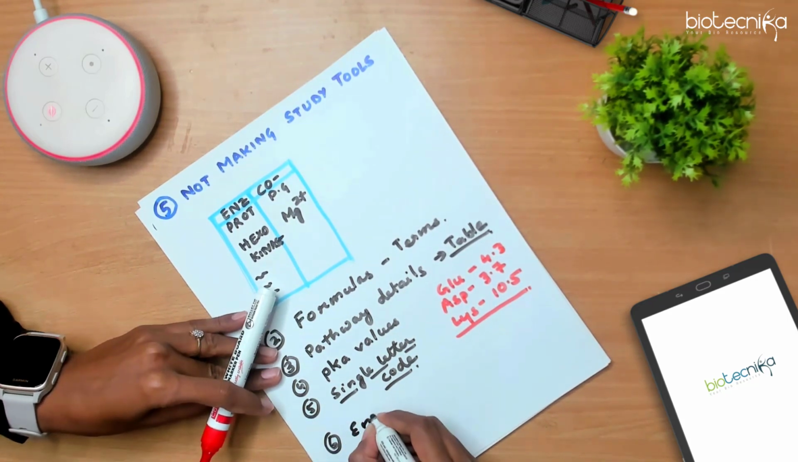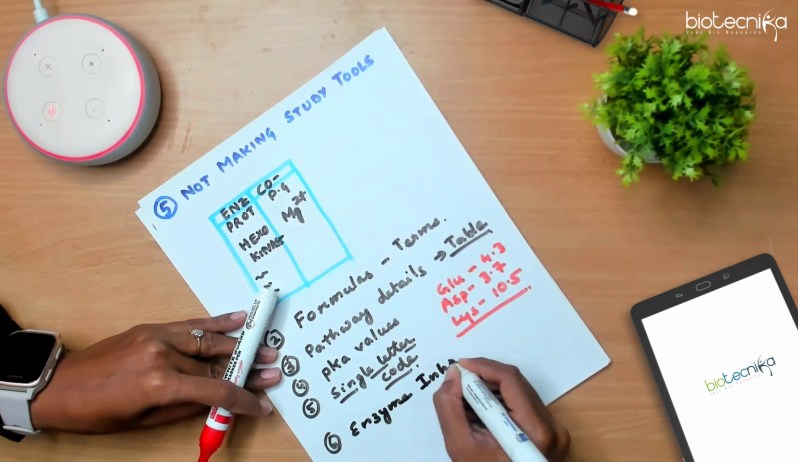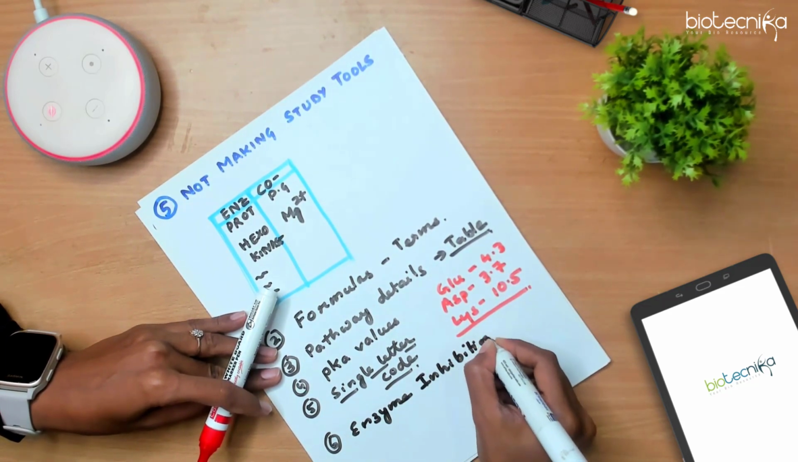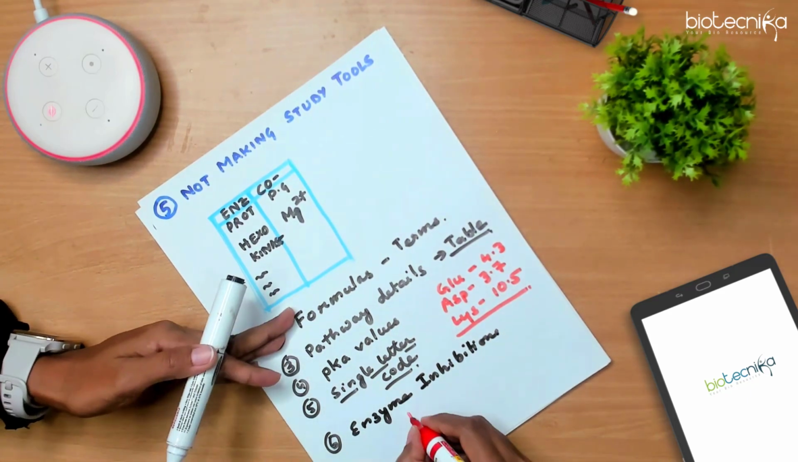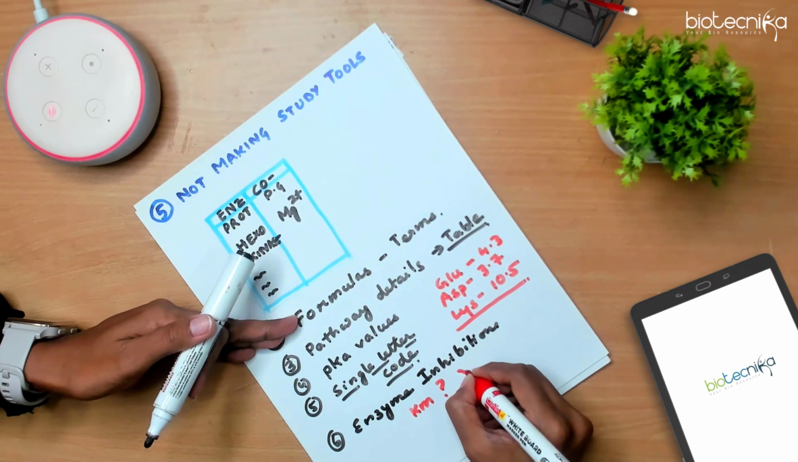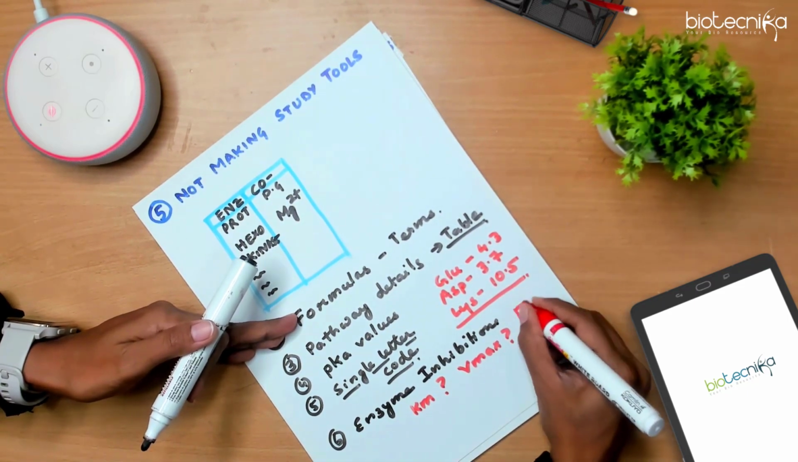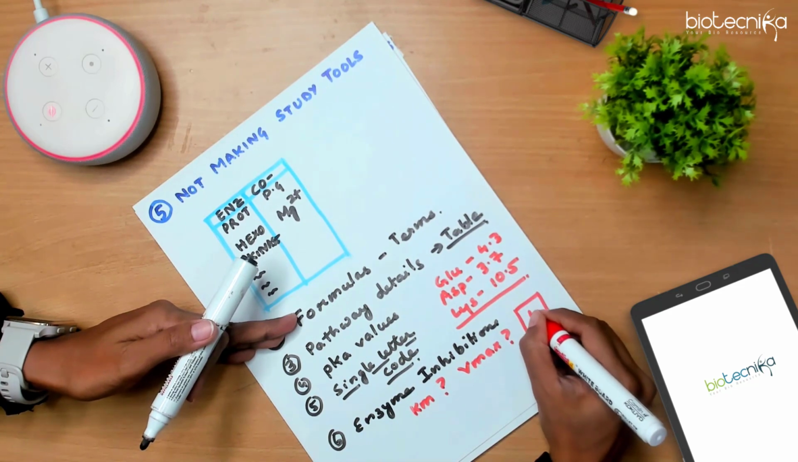Then very important, enzyme inhibitions. So these are must-have revision tools, study tools. You must have it with you. Like what happens to the Km for different types of inhibition: competitive, uncompetitive, non-competitive. What happens to the value of Km? What happens to the value of Vmax? Draw the Michaelis-Menten graph. Draw the Lineweaver-Burk plot. Okay.